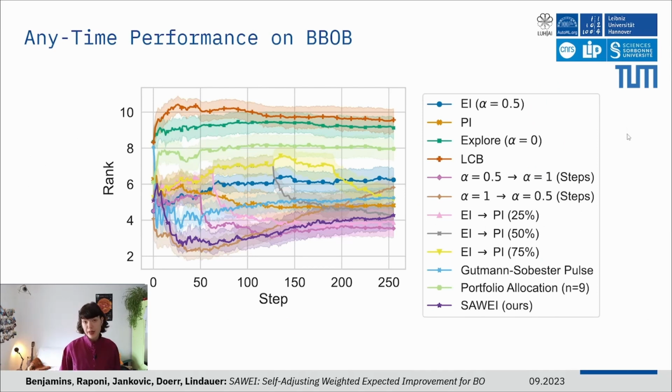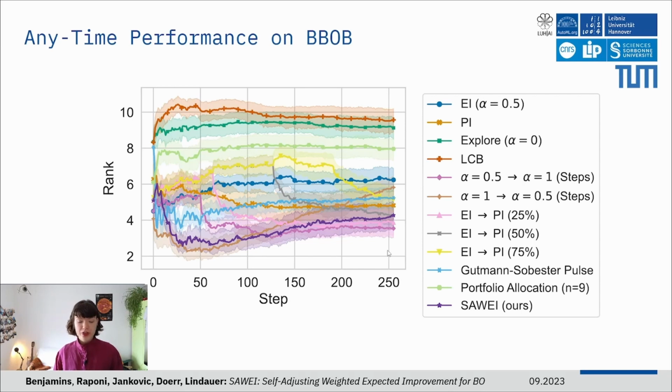Let's check out the anytime performance on BBOB. Again, we see our SAWEI method, which performs quite nicely throughout the whole optimization, and it's later passed by the linear decrease and increase and the switching schedules. But the thing is, for those alpha schedules, we need to know the final budget. If we don't know how many function evaluations we can spend, SAWEI is a really good choice, and it's good from the beginning up until the end.